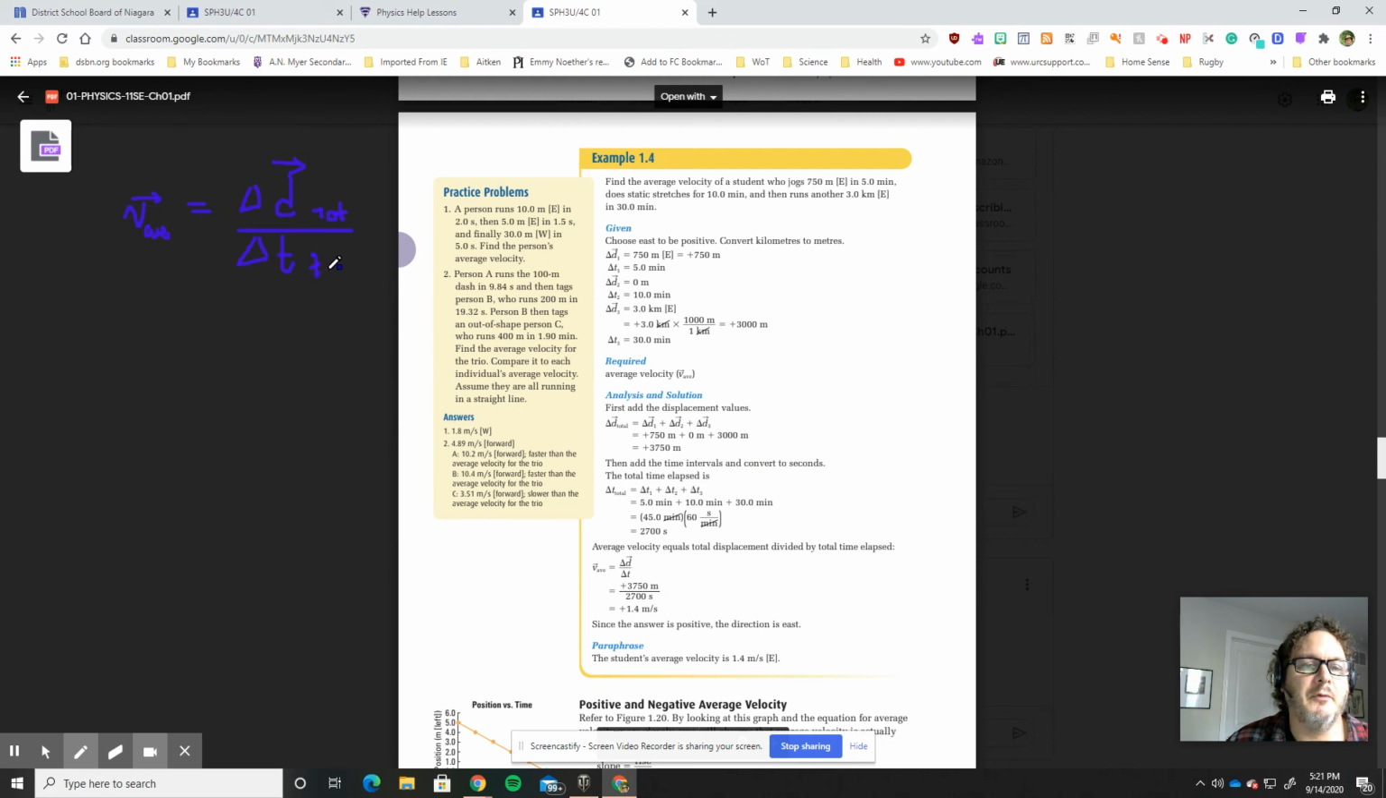It takes me a while to draw with this thing. So that means I'm going to do 10 plus 5 minus 30, because I'm going to use this sign convention where that's positive and that's negative. So I'm going to apply my sign convention. It's going to be 10 plus 5, which is 15, minus 30, which is negative 15. I got negative 15 meters, so that means west.